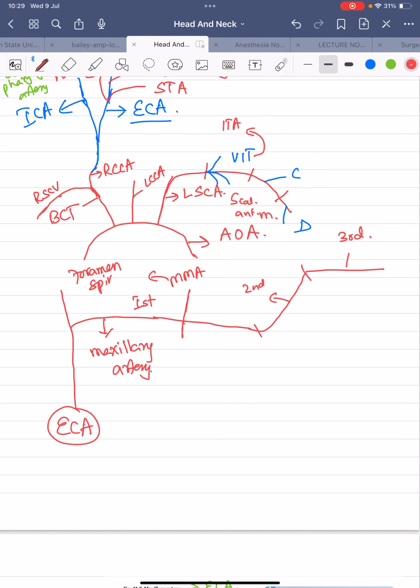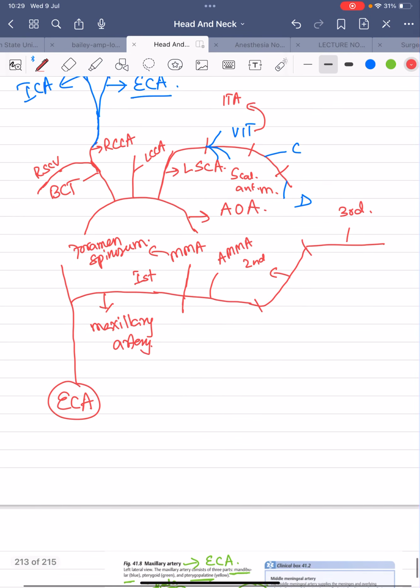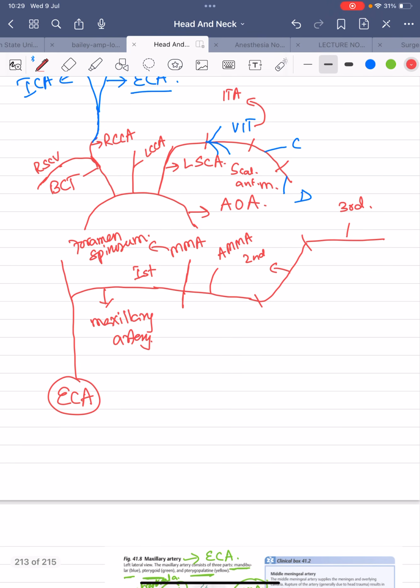Sometimes there is an accessory middle meningeal artery also, which is passing through foramen ovale. Then there is one more branch coming out from the first part here. This one. So this is your inferior alveolar artery. See which artery? Inferior alveolar artery.